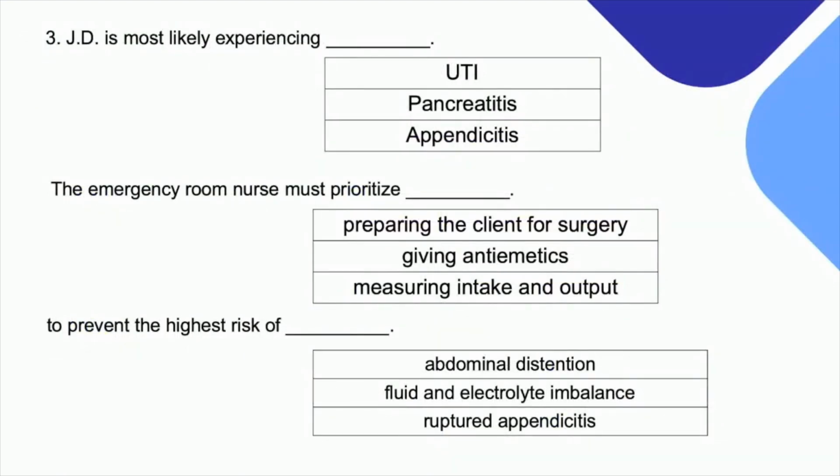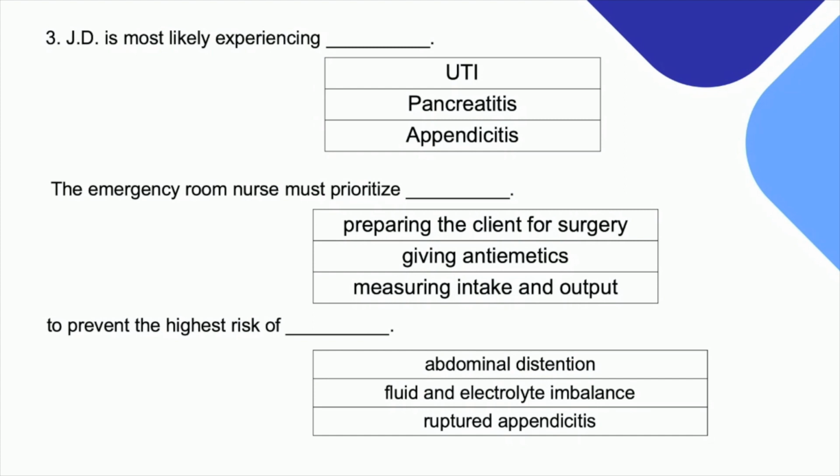This third presentation is an example of a drop-down cloze format. So this is how I chose to present it to you guys. We're talking about JD here. JD is most likely experiencing, and this is a fill in the blank, basically. What would you say based off of his symptoms? Is he experiencing a UTI, pancreatitis, or appendicitis? What do you guys think?